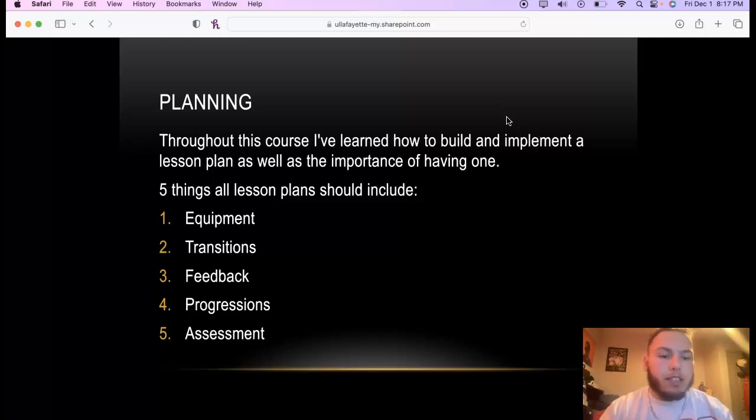Four, you have progressions, which is just moving each lesson along and each topic along. And then finally, five, being assessment. And the importance of an assessment is to get feedback for yourself from the people that you are teaching. So whether that be them telling you what they learned to see if you taught them what you needed to teach them, or just how they perceive the lesson.